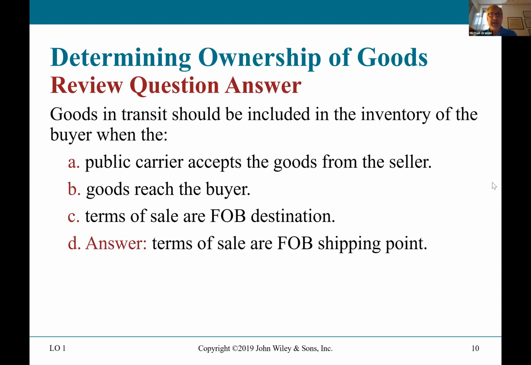Goods reach the buyer. Terms of sale are FOB destination. Terms of the sale are FOB shipping point. Remember the question, goods in transit should be included in the inventory of the buyer when terms of the sale are FOB shipping point.